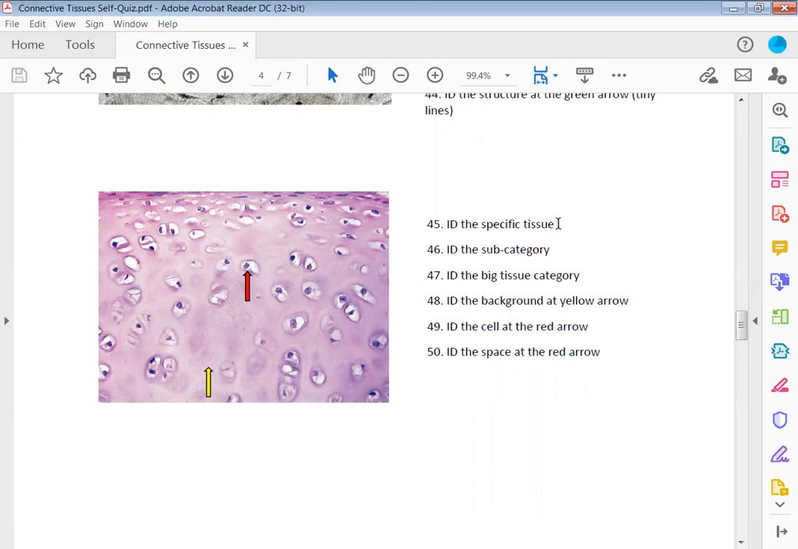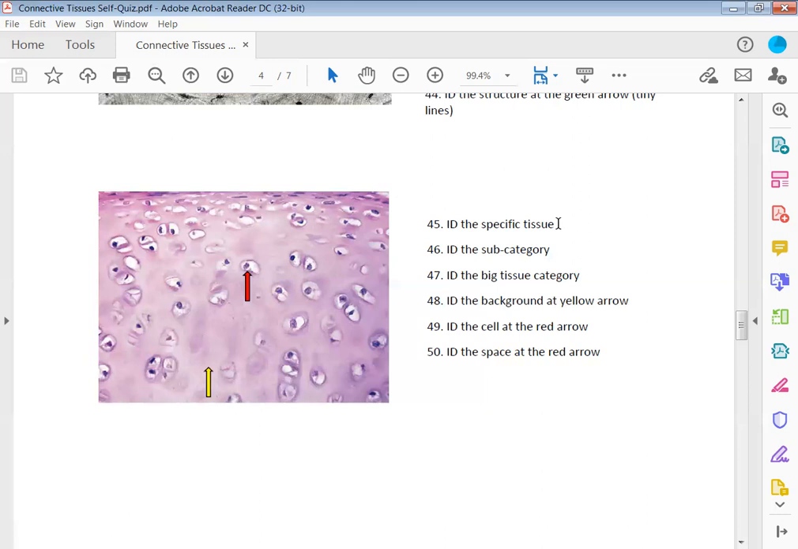46, identify the subcategory. We said it was a cartilage, therefore it's going to be supporting connective tissue. Number 47, identify the big tissue category. The big tissue category here is going to be connective tissue. Number 48, we're looking at the yellow arrow. It says to identify the background. So number 48 would be matrix.